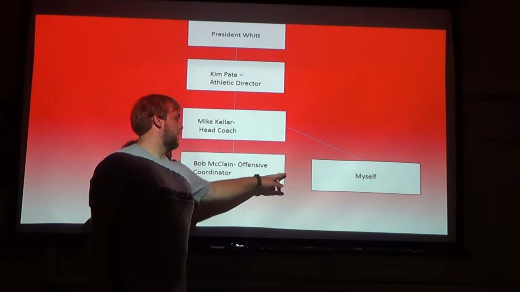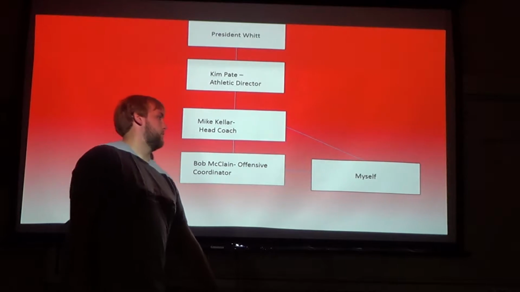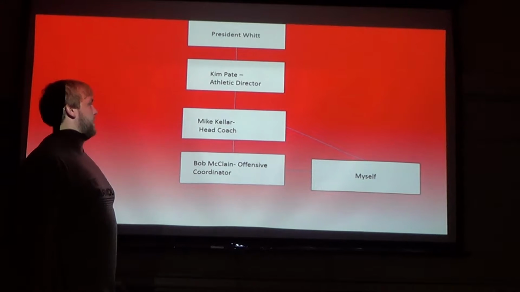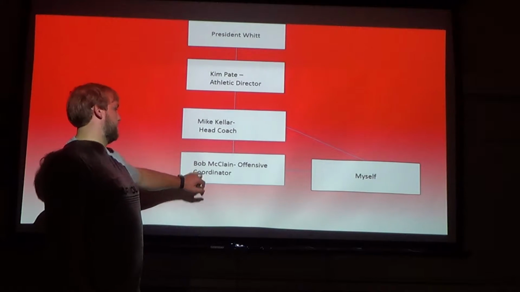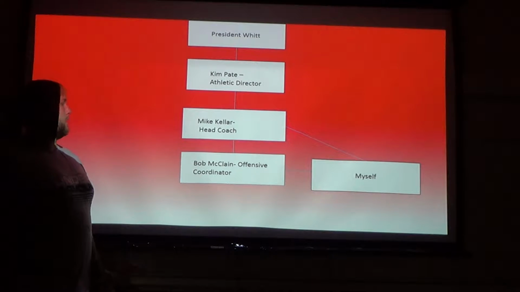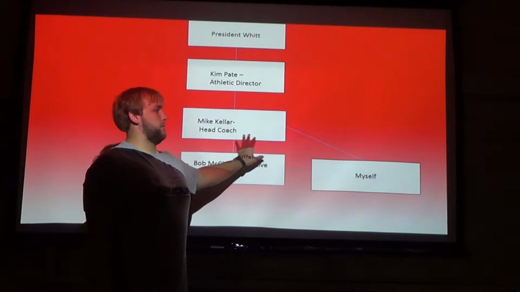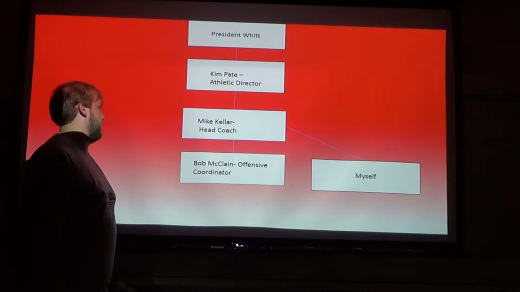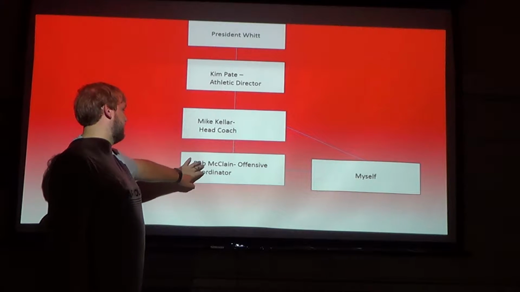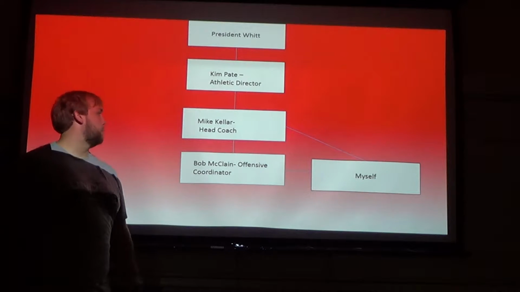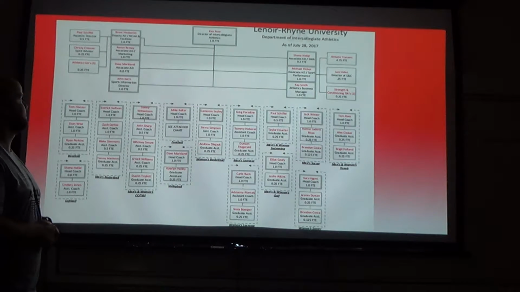As you can see, there are lines going to and from myself to Coach Keller and Coach McClain, because I'm technically Coach McClain's graduate assistant, but I also work with Coach Keller, and directly through Coach Keller when he gives me assignments and ideas to do stuff to help Coach McClain. Moving on to the official chart.